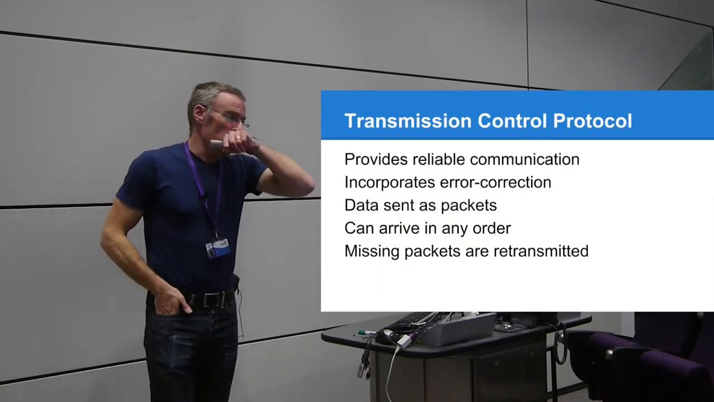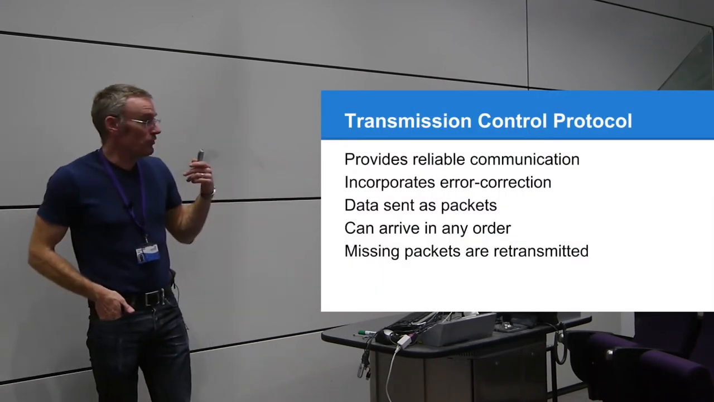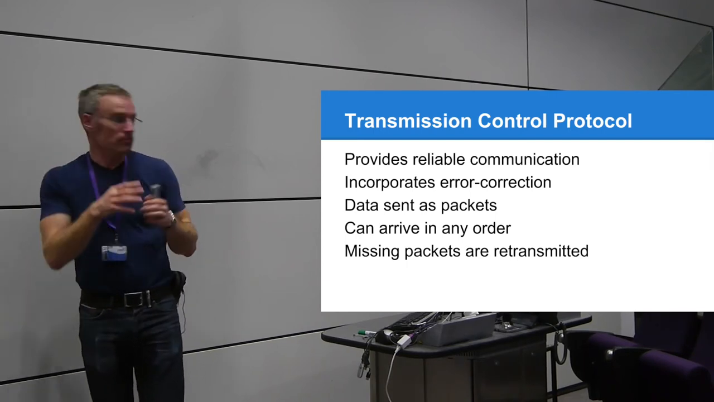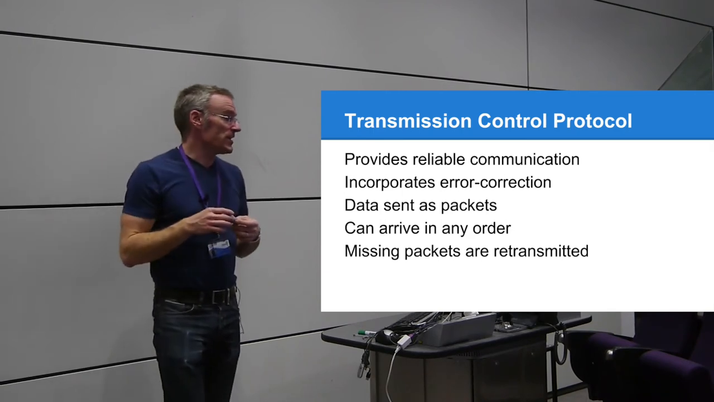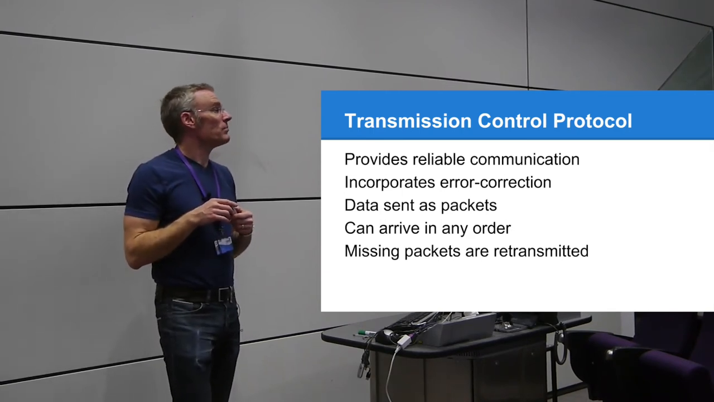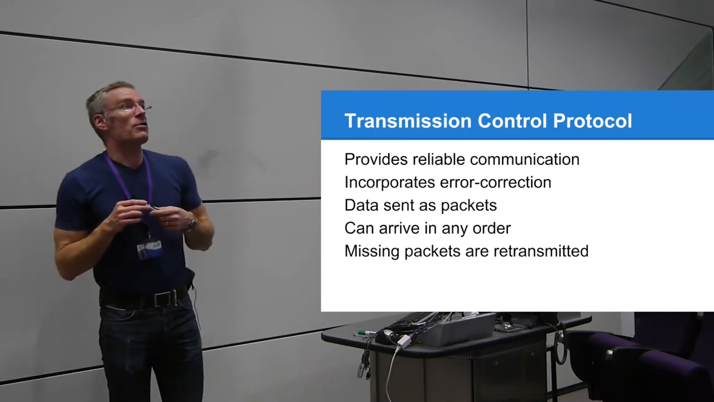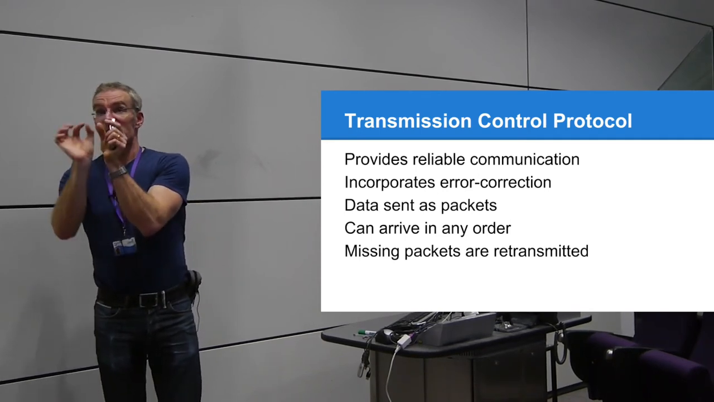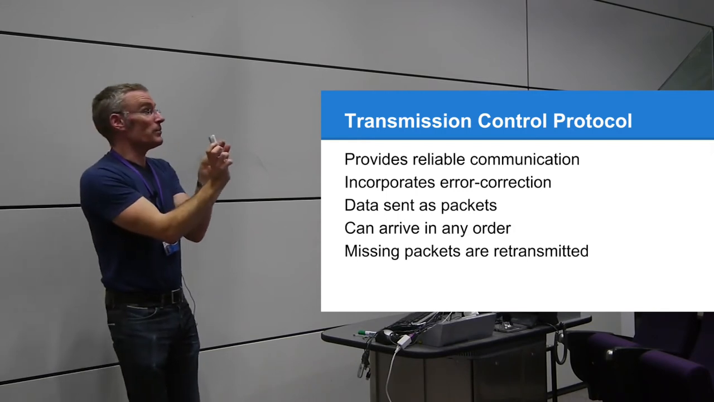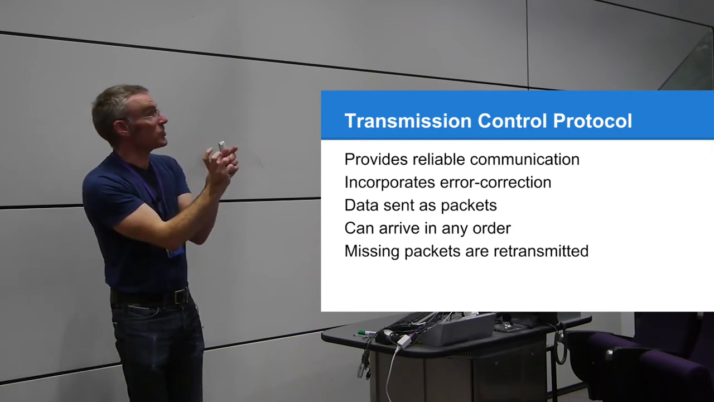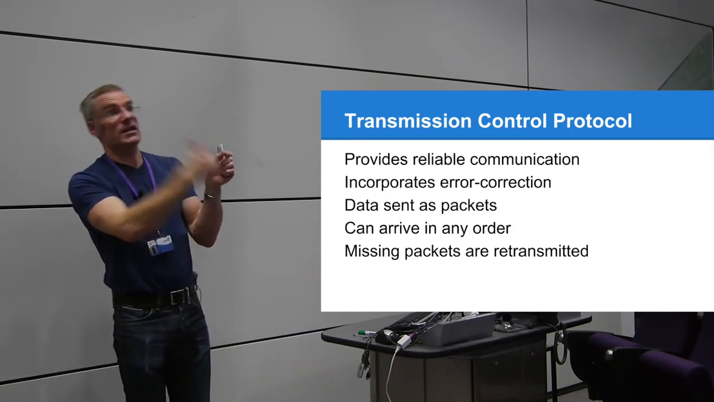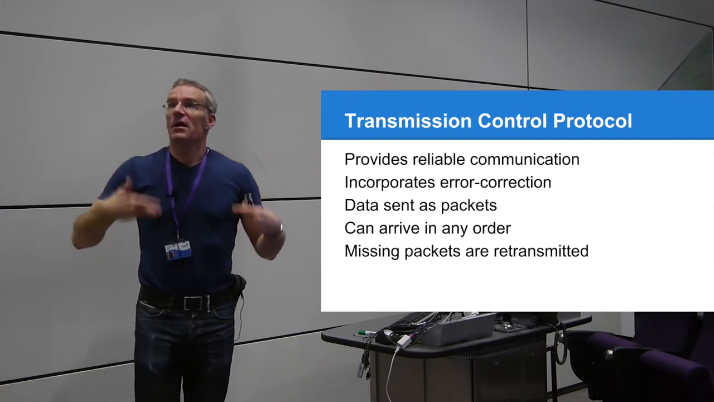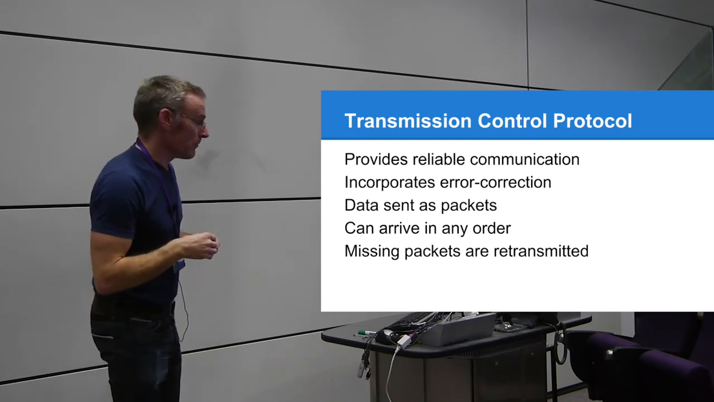TCP is your reliability bit. Make sure the packets do arrive intact. It sends data as packets now rather than just streams, and what it does, it incorporates error correction. So every packet has a checksum attached to it, which should match up. So when the packets get received by the computer, it runs the calculation on them, compares it to the checksum. If it doesn't match, it says send me that packet again, and it goes back to the server for the packet again. And this is where Apache really comes into its own.